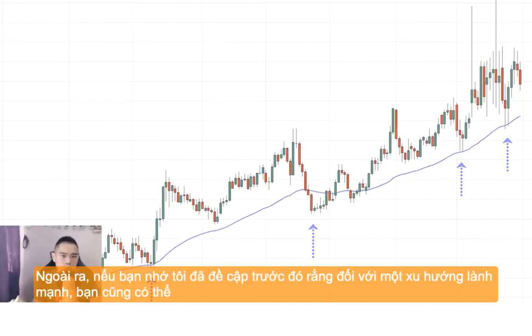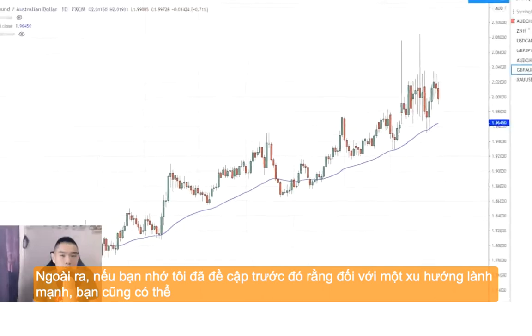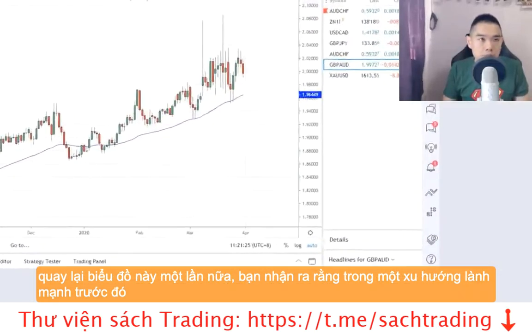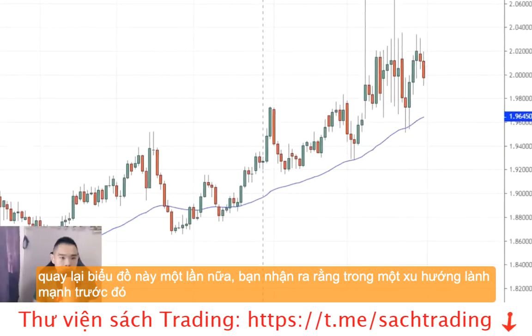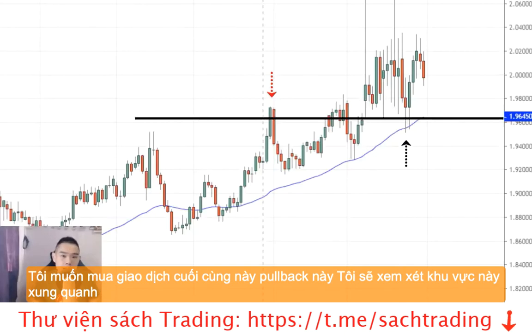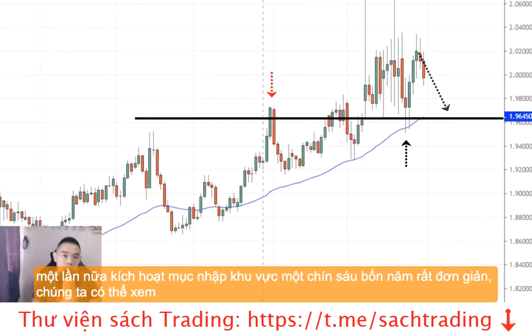And also, if you recall, I mentioned earlier that for a healthy trend, you can also find trading opportunities at previous resistance turned support. And if you look back at this chart again, you realize that in a healthy trend, previous resistance, which is here, could now become support. So right now, if I want to buy, if I want to trade this pullback, I will be looking at this area around the 19645 area.